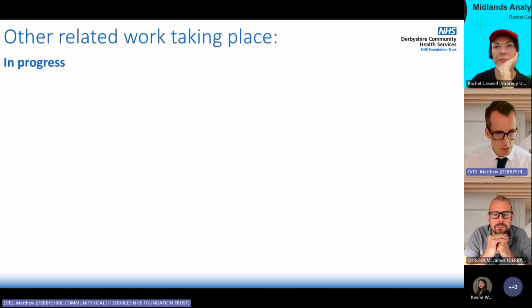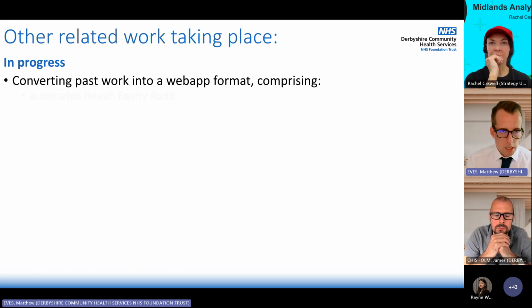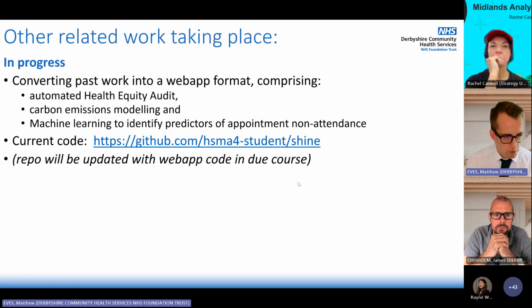Quick canter through some other work separate to this that's in progress. Currently working through converting some previous work into a web app format to automate health equity audit, some emissions modelling and some DNA work, which is just in progress.